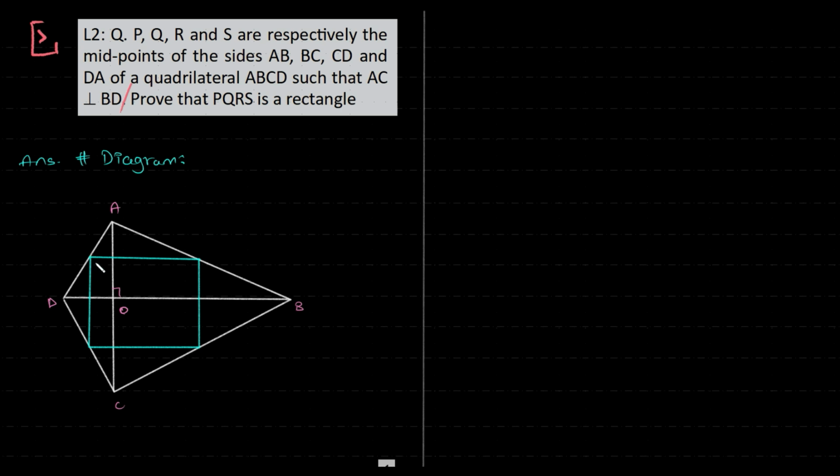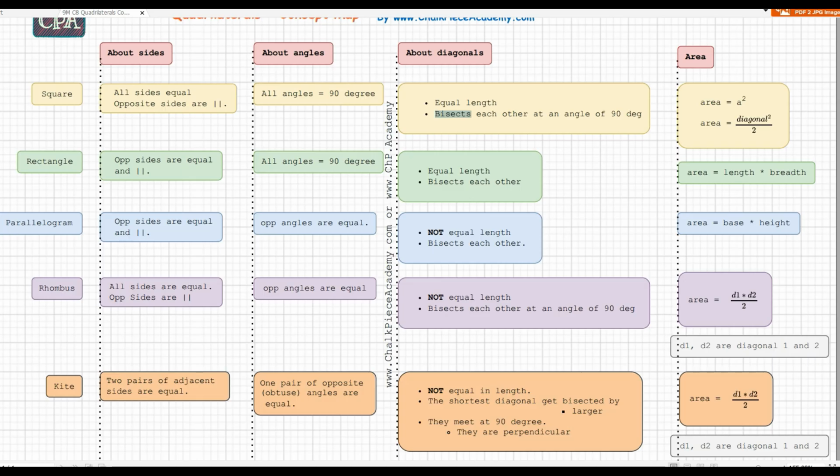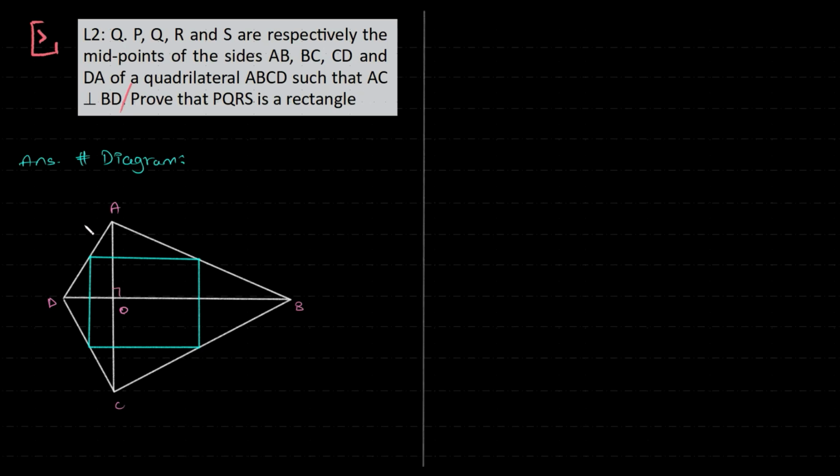So this is supposed to be a rectangle. What is the property of a rectangle? Yes, in a rectangle we have the opposite sides equal and parallel, and all the angles equal to 90 degrees. If I prove this, it becomes a rectangle. As simple as that. So we should be calling this PQRS. Making use of this fact, we'll be able to prove it's a rectangle.